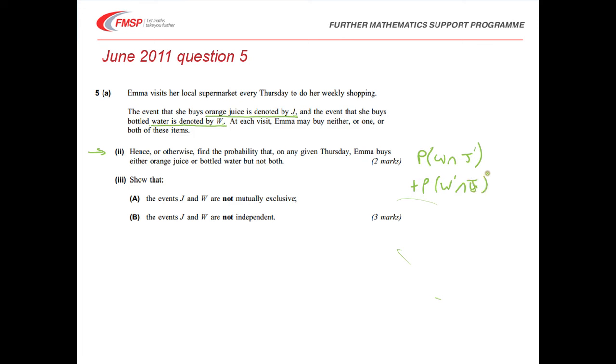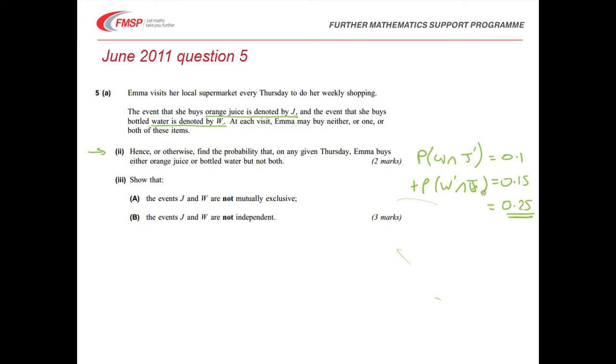Not water and juice. So these come straight from the two-way table that we've just done. The water and not juice is going to correspond to 0.1. Not water and juice is going to correspond to the 0.15 from the table. And again, we would follow through your 0.1 here. So if we add those together, that will give you 0.25.